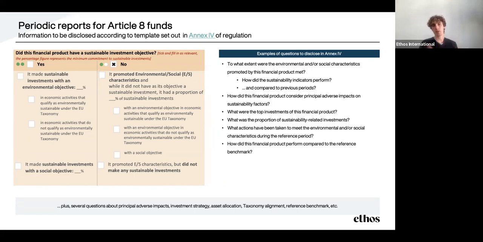And these impact reports will have to be reported annually. The first such impact report will be published or mandated by June 30th of next year, 2023, for this year's reporting period.